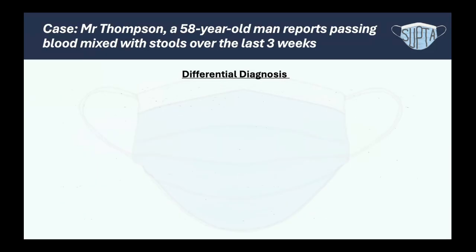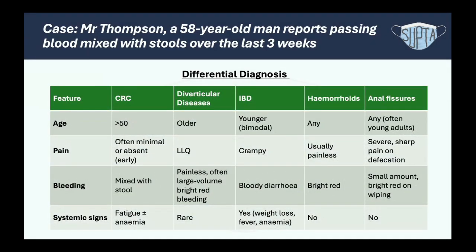And so here are some differential diagnoses, and I just want to compare them, starting with colorectal cancer. For age, it's typically seen in individuals over the age of 50. So Mr. Thompson is 58, so he matches this criteria perfectly. Pain is often minimal or absent in the early stages of colorectal cancer. A key feature of colorectal cancer is blood mixed with stool and also a change in bowel habits. For systemic signs, fatigue and/or anemia is a strong indicator.